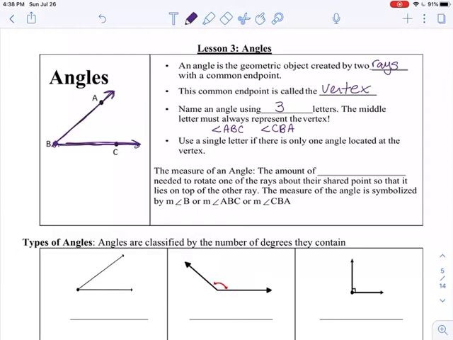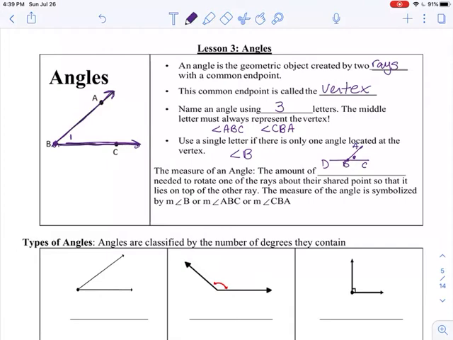Sometimes I can actually just use a single letter if there's only one angle located at that vertex. So in this particular case, I can call this angle B. If I had multiple angles sharing a vertex, like if I had something like this, I can't call this over here angle B because I don't know if B is talking about this angle on the right or this angle on the left. So if there's only one angle like our picture, at the vertex, I can use this single letter and call it angle B. I can also sometimes just throw a number in there and I can call that angle 1. That's probably the easiest thing to do.